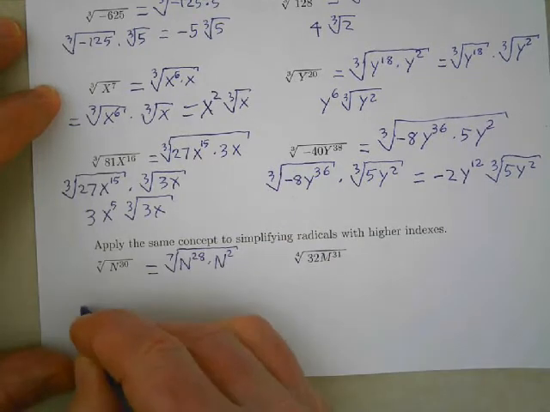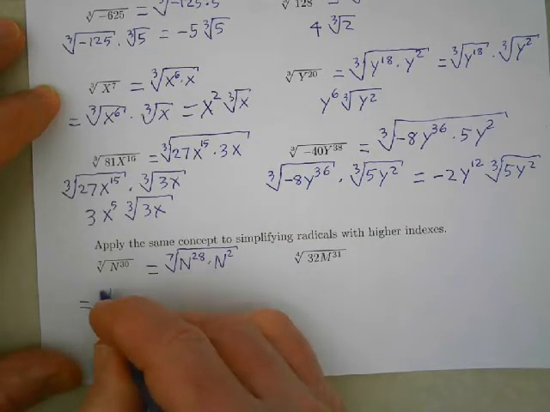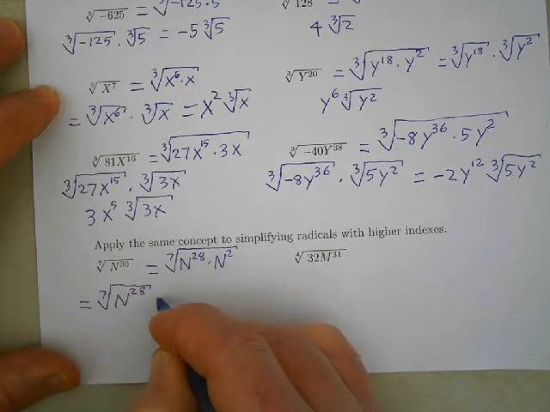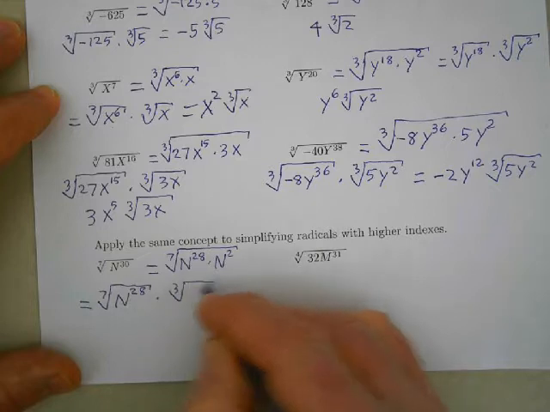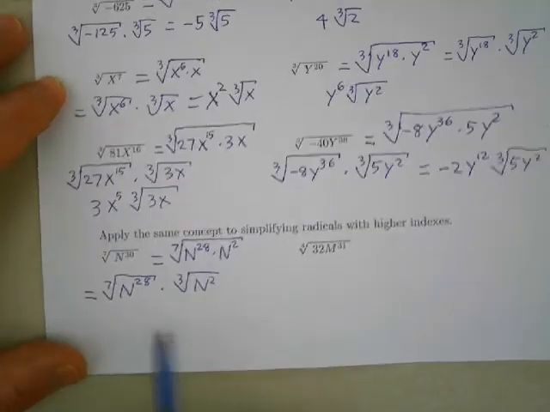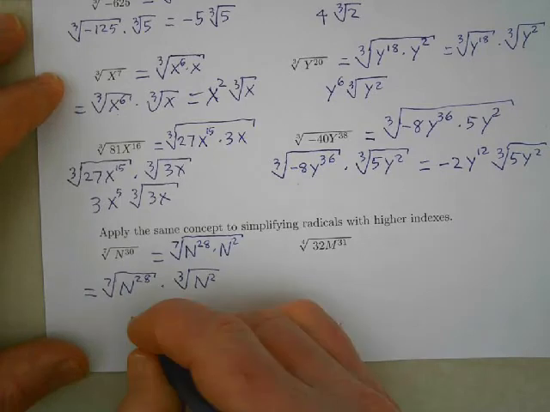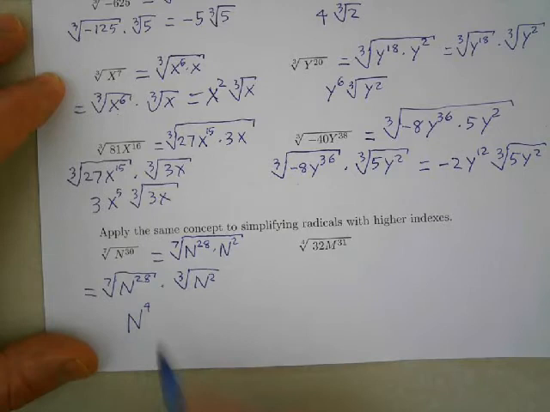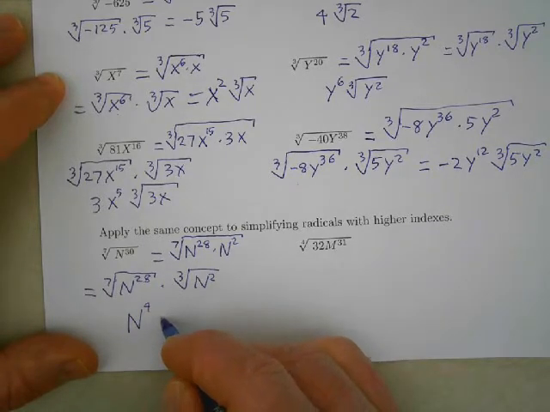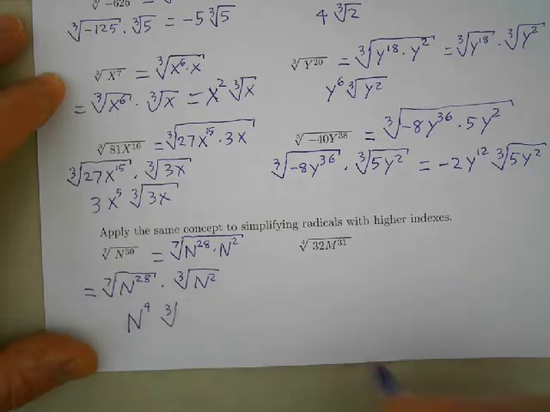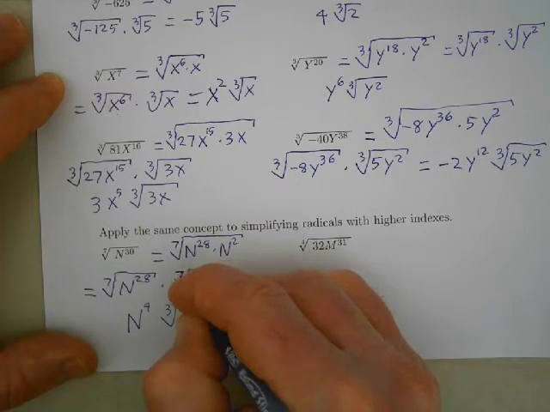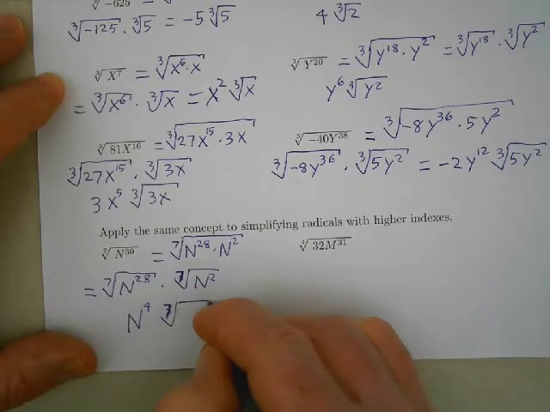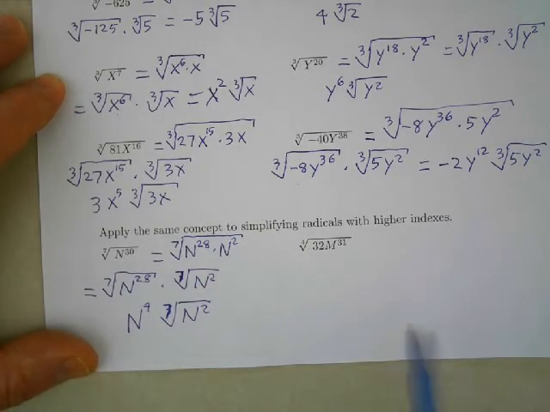And then this is the 7th root of n to the 28th times the 7th root of n to the 2nd. And then the 7th root of n to the 28th simplifies to n to the 4th, because 28 divided by 7 is 4. And then multiply n to the 4th times the cubed root. Sorry, not the cubed root, the 7th root. Sorry about that. 7th root of n to the 2nd.